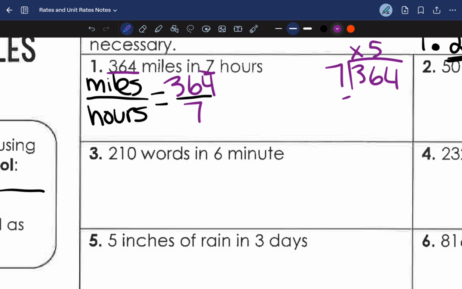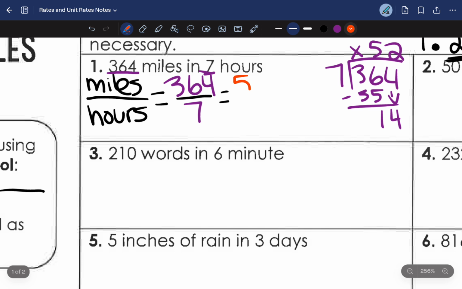So it goes in 5 times, subtract 35, for a remainder of 1. Bring down the 4. It goes in 2 times. Okay, so it's 52. So equals, and I'm going to put 52 over 1.